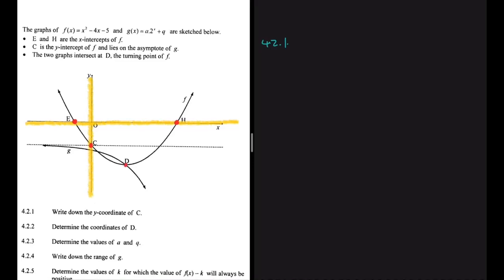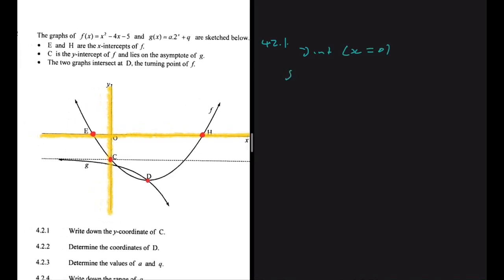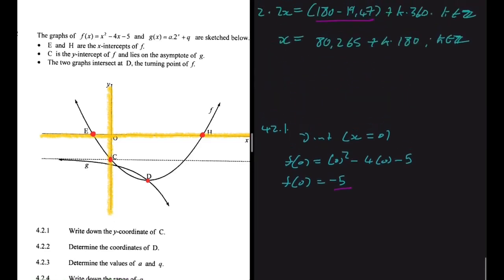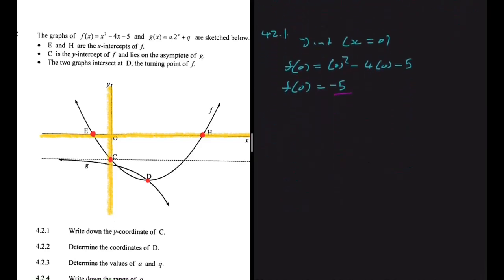So the first question, the y coordinate of C. C is the y-intercept of f. If we're looking for the y-intercept, we always let x be equal to 0. So for that function f of x, we get f of 0 equals 0 squared minus 4 multiplied by 0 minus 5. It should be easy to see here that f of 0 is going to be equal to minus 5. So the y coordinate of C is clearly minus 5, because that's what we get when we let x be equal to 0.